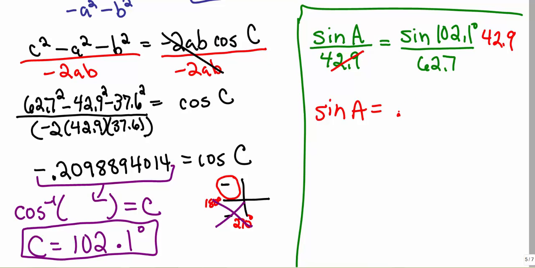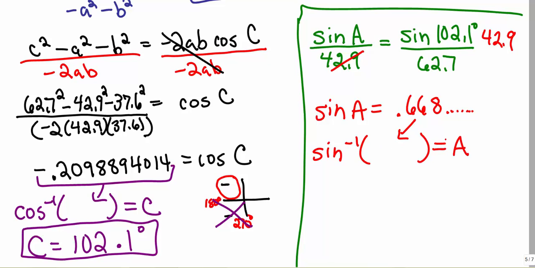And we will find that sine A is equal to, in my calculator, I get about 0.668, some other values, so just let your calculator store that. We're going to put that into the sine inverse function and let our calculator tell us that angle A is about 41 point, and we're going to round to the nearest tenth. When I round to the nearest tenth, that would actually turn out to be 42.0 degrees.